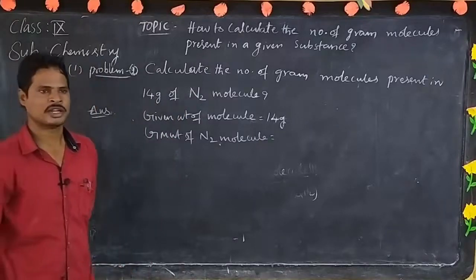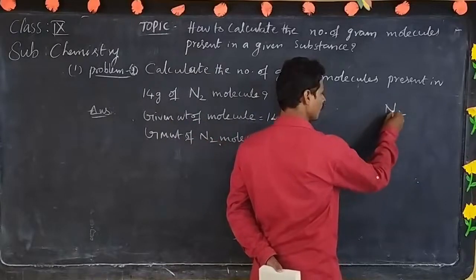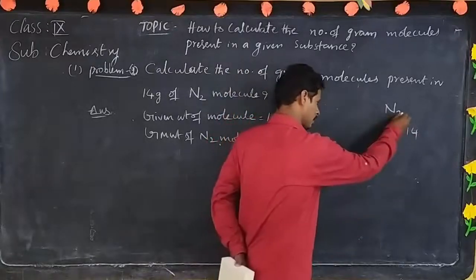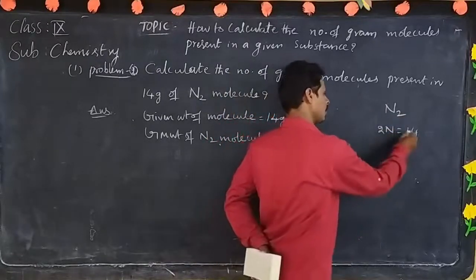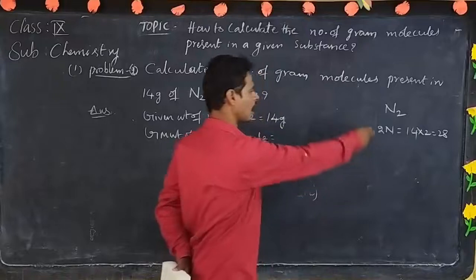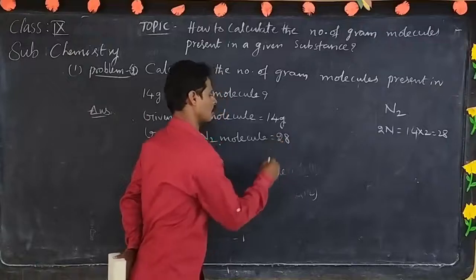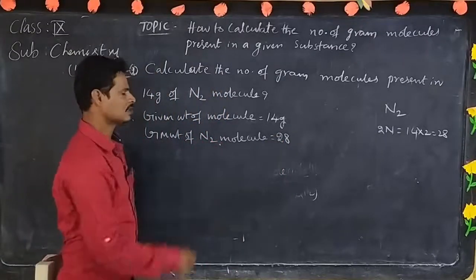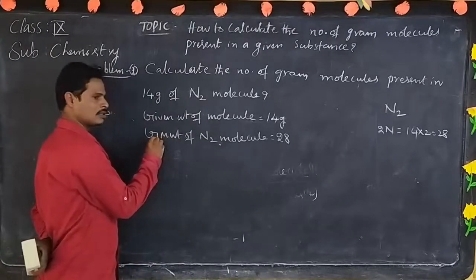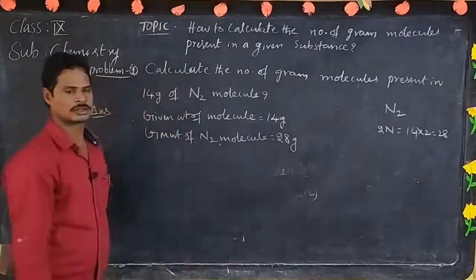How can you calculate the molecular weight? Already I said, according to the steps. Here, check it. Nitrogen atomic weight, how much? 14. But here how many nitrogens are there? 2. 1 nitrogen equal to 14, 2 nitrogens equal to 14 into 2, 28. So that is the molecular weight of nitrogen molecule. Molecular weight is 28. Next, molecular weight expressed in grams is called gram molecular weight. That's why we are calling it 28 grams.